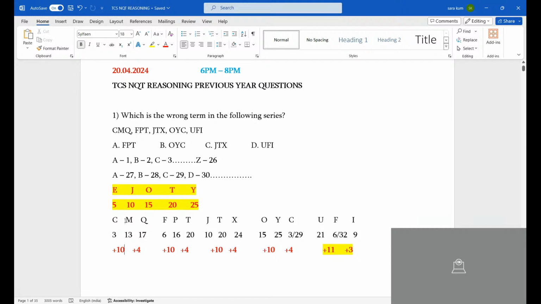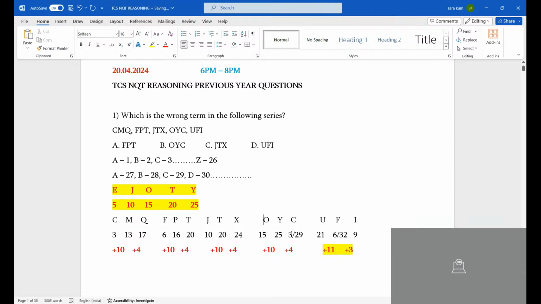For M, it is 13. For Q, it is 17 because OPQ, right? O is 15. So Q must be 17 as Q is two letters after O. And FPT, F is 6, P is 16, T is 20. J is 10, T is 20, X is 24 because it comes before Y, right? And O is 15, Y is 25.